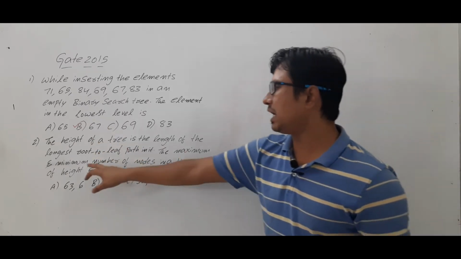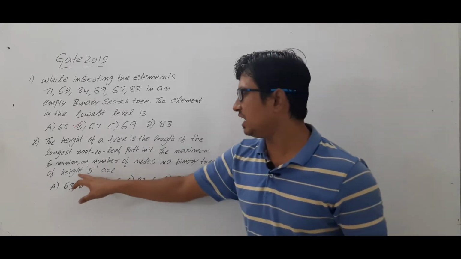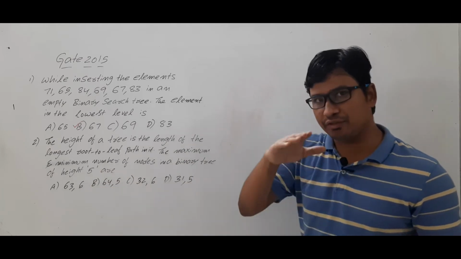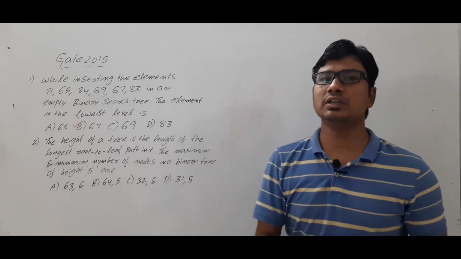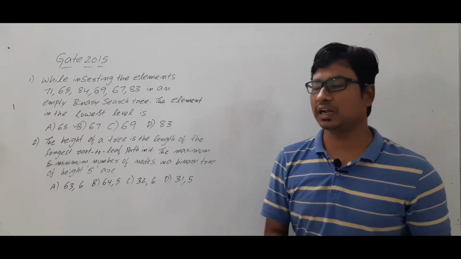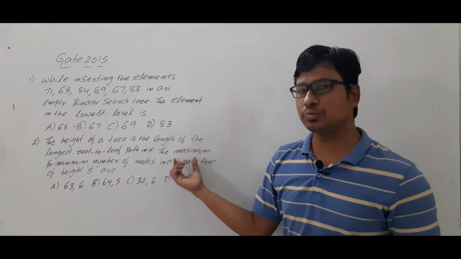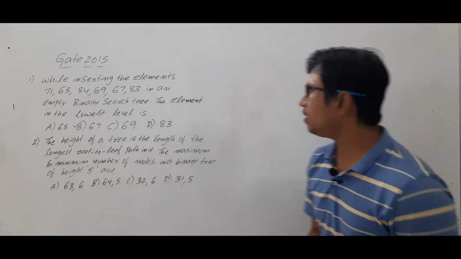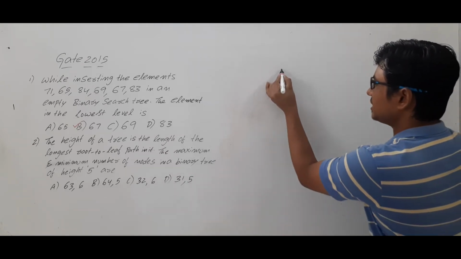The maximum and minimum number of nodes in a binary tree of height 5 are... Suppose you have a binary tree of a given height, what is the maximum number of nodes possible? What is the minimum number of nodes possible? They are asking. First we will find the maximum number of nodes possible in a binary tree if the binary tree height is 5. Now to do it, let me go for a simple example.